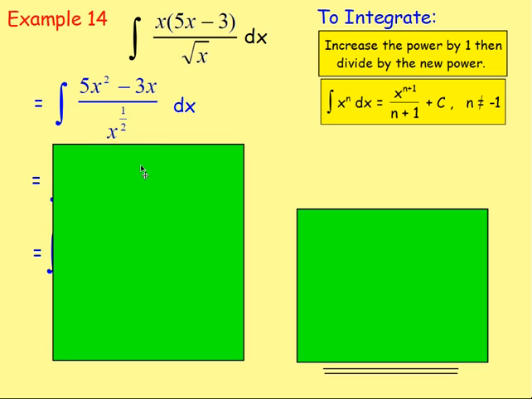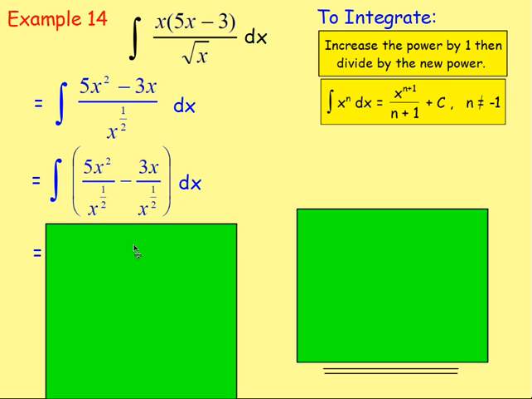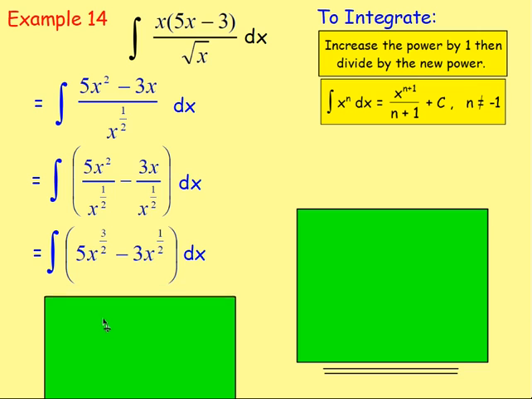I've just gone one way this time, but because I've got the 5x squared over x to the half, I'm dividing by x to the half, but I'm also dividing the 3x by the x to the half, so you can split that up so you've got the 2 separate fractions. If you do that, simplify there, so 5 would stay as it is, x to the power of 2 divided by x to the power of a half, same base, so subtract the indices. 2 take away a half is just really 1.5, or 3 over 2.